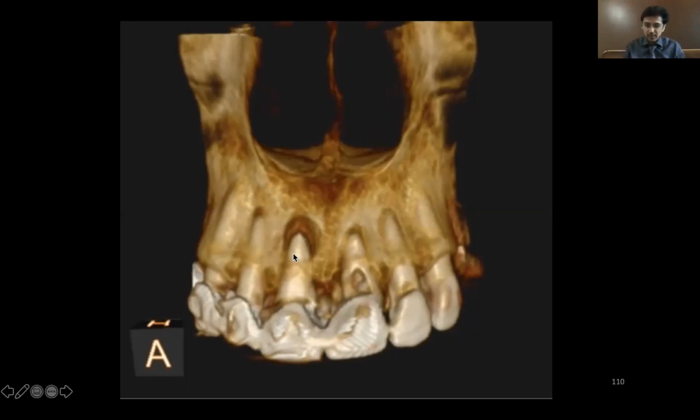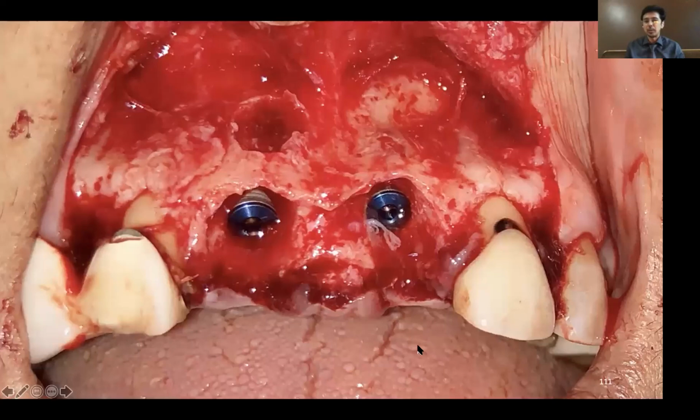So what I did was I removed the root stumps. I curetted this periapical pathology properly, and then finally I placed two implants. Now with regard to these two implants, can you see? The socket is like this, my implant is like this. There's ample space remaining around the implant. Unless I place a bone graft around this implant, my implant will fail.